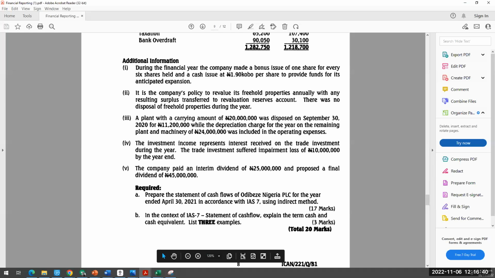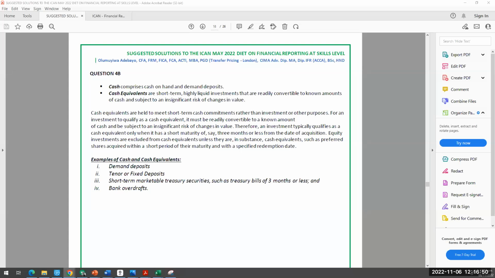and list 3 examples. Okay, see what I've tried to do for you guys, which I know that many students were able to answer that. And I want somebody to volunteer to read this. Can somebody volunteer? Okay.